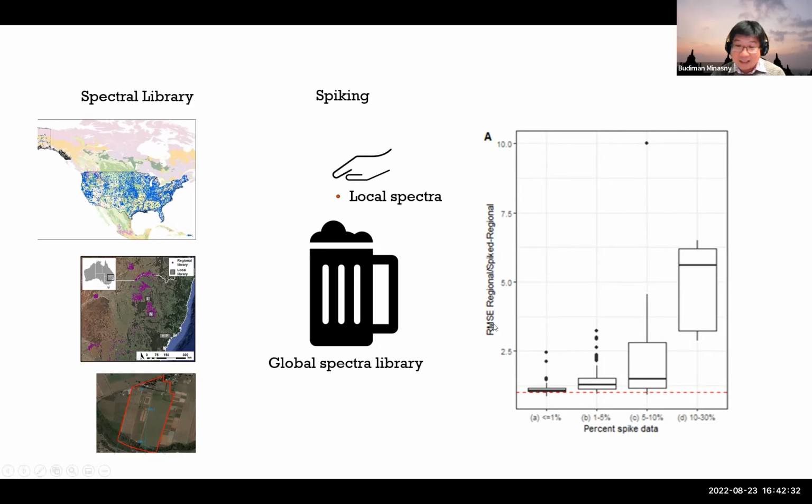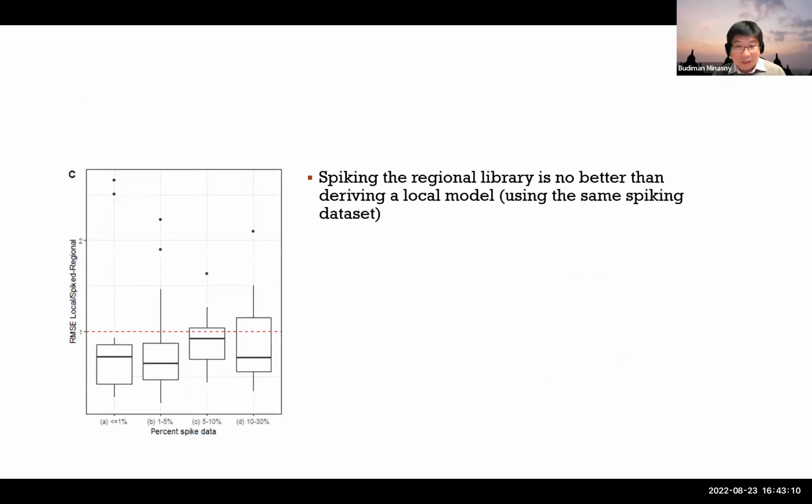Indeed, when you compare the root mean square error of the regional, the larger one, with when it's being spiked, when you add a bit of data, then you see an improvement in the root mean square error, particularly when the data you added is 5 to 10% or 10 to 30%. You get an improvement like 1 times or 2 times to 5 times better than if you are working with the global library or a regional library. So how does it work?